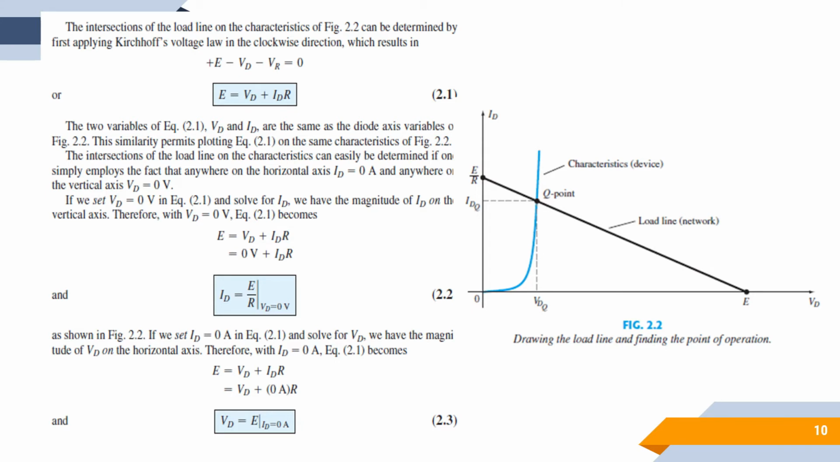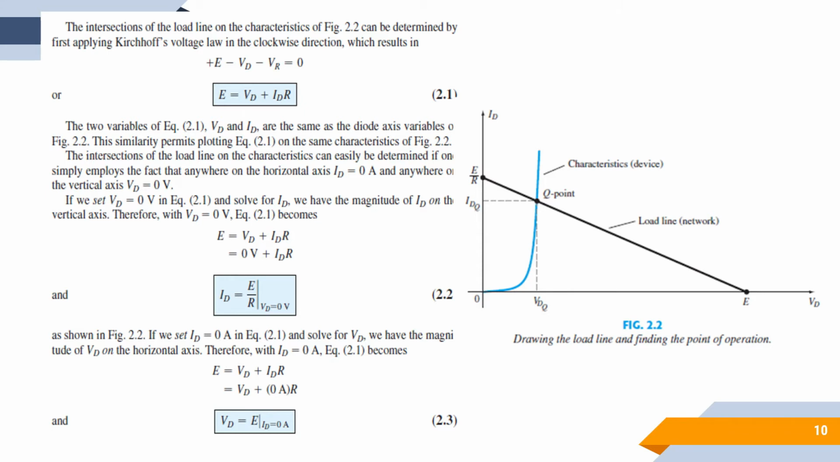Change the level of R, the load, and the intersections on the vertical axis will change. The result will be a change in the slope of the load line and a different point of intersection between the load line and the device characteristics. So take note of the formulas written sa slide dahil magagamit natin ito sa mga susunod na topic.